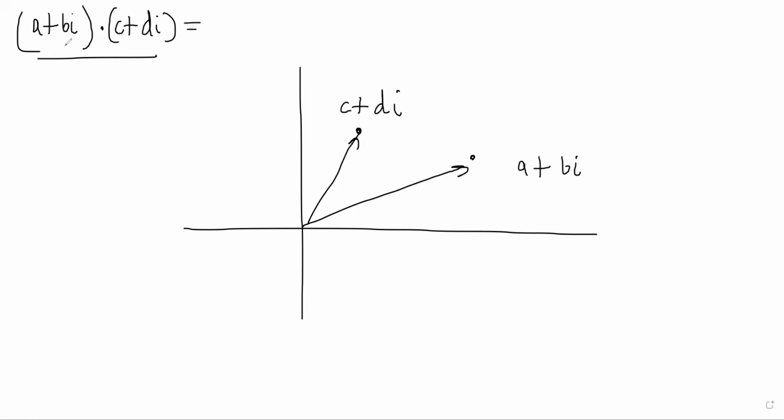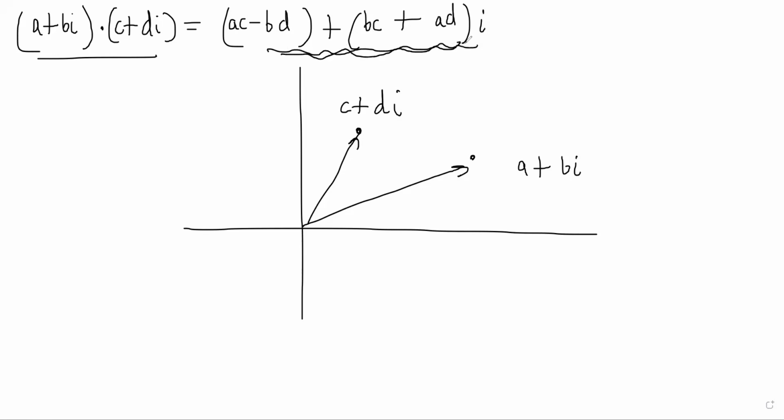I'm asking for the final answer. We know the answer, right? AC minus BD plus i times the rest. The final complex number will have a magnitude equal to the product of these two magnitudes. That is true. And this is the final complex number. Now, my question is, do you know where this should be? Where should I put this? On the XY plane.